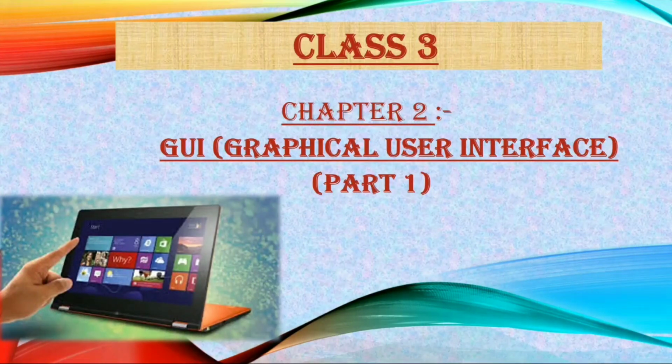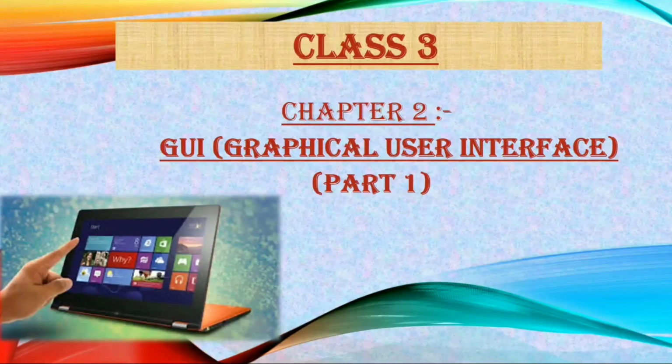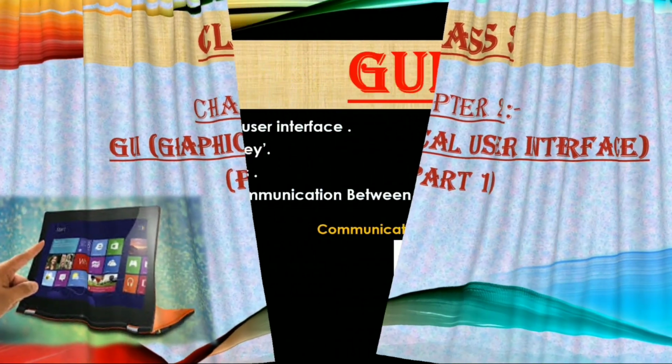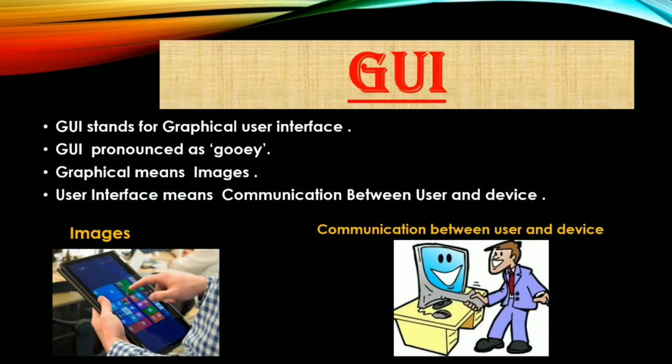Welcome back, children. I hope you have understood our first chapter, that is Know Your Computer System. Now it's time to move on to our next chapter, that is Graphical User Interface, GUI. Here we go. GUI stands for Graphical User Interface. G for graphical, U for user, and I for interface. If you read these letters, GUI, it is pronounced as "gooey".